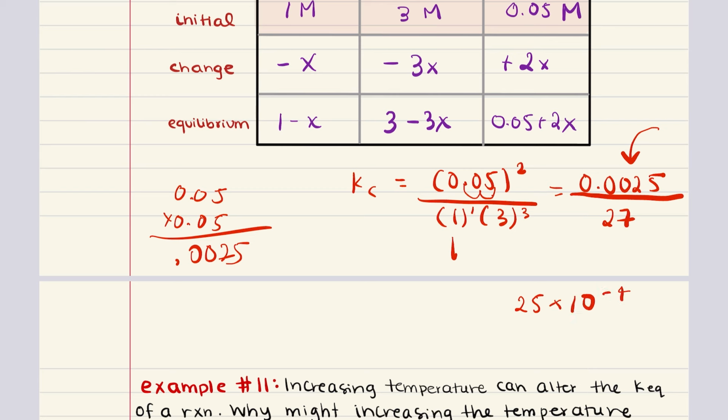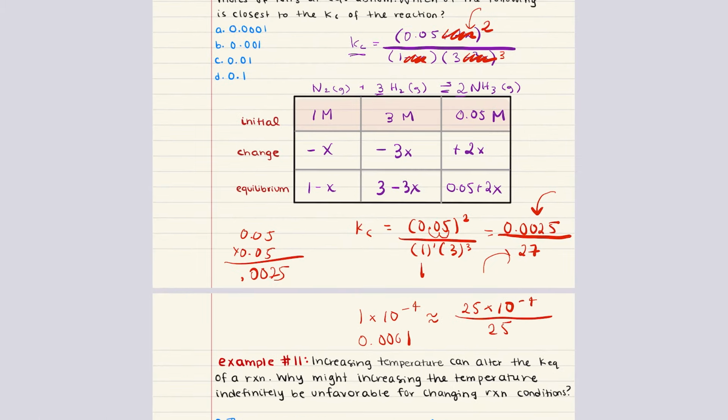And the reason why I want to do this is because I'm going to approximate the denominator from 27 to 25. And look at that. That makes this calculation really easy. This is about 1 times 10 to the minus 4. Or in other words, 0.0001. And that aligns with one of our answer choices. It aligns with answer choice A. So 10 is going to be A.